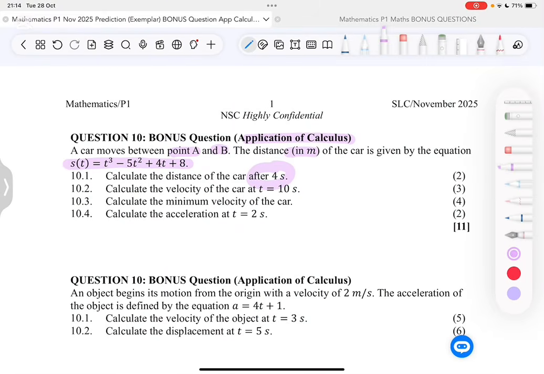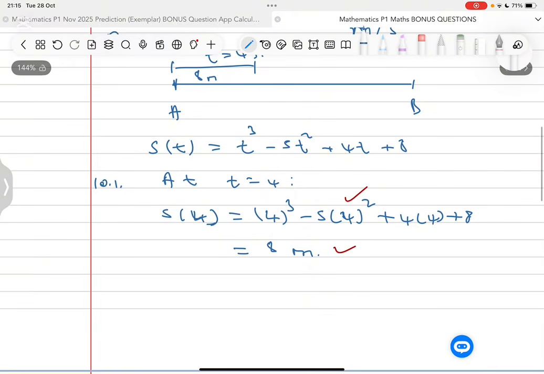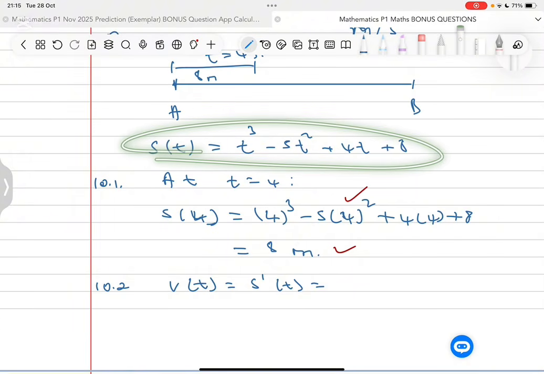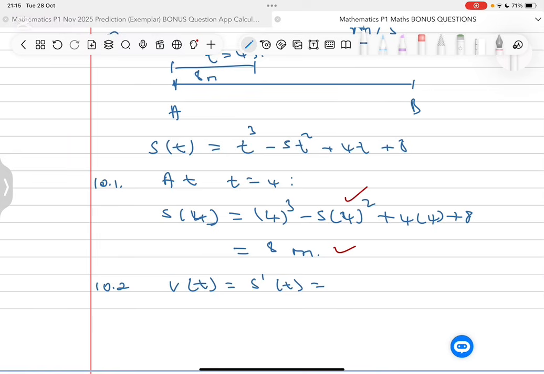Now the next question says to us here, calculate the velocity of the car at t equals 10 seconds. Now obviously if they say we should calculate the velocity, it means we need to find the derivative of the displacement, because we said velocity is the rate of change of displacement. So here I'm going to say that my velocity with respect to time will be given by the derivative of our displacement, which means I'm going to compute the derivative of this. Then when I do that, it will give me the velocity.